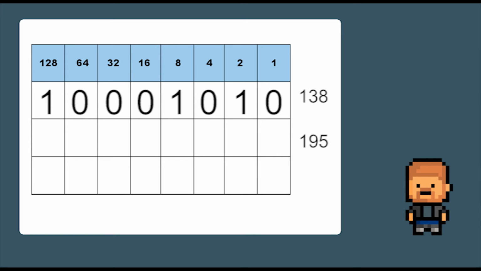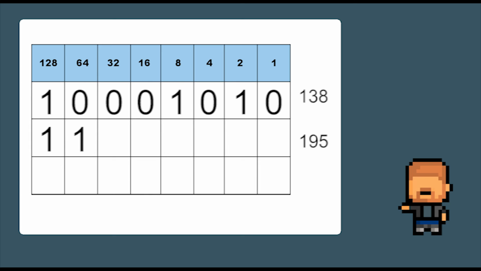Let's try it again with 195. Okay, first up, how many 128s are there in 195? 1. So we put a 1 here. Now subtract 128 from 195. That gives us 67. We then move along to how many 64s are there in 67? There is 1. That leaves us with 3.